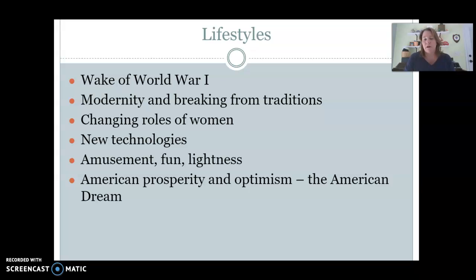Again, the idea of American prosperity and optimism was very prevalent in this time. That concept of the American dream lasted throughout the decade.